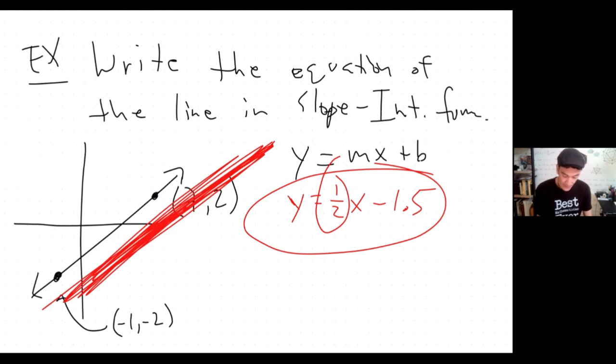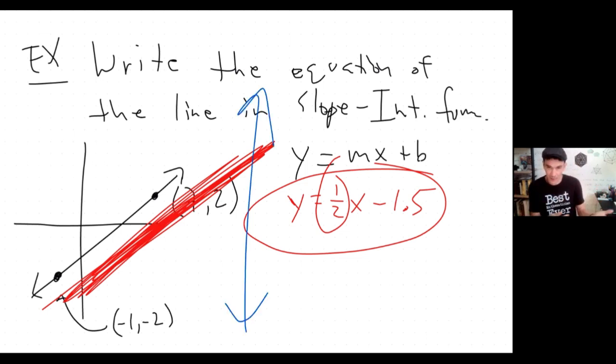How about this here in blue? Anything that is horizontal, that has a slope of 0. What if a line is perfectly vertical? That slope is undefined, as we discussed a moment ago.